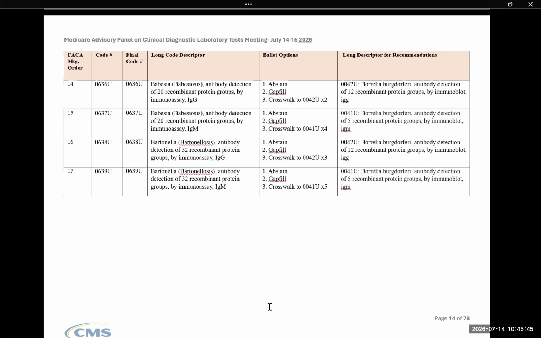Fabulous. Thank you. Do we have any questions or comments about this group of codes from the panel or CMS? No. All right. So I think we can vote on them one at a time. 0637U, panelists, please cast your votes.